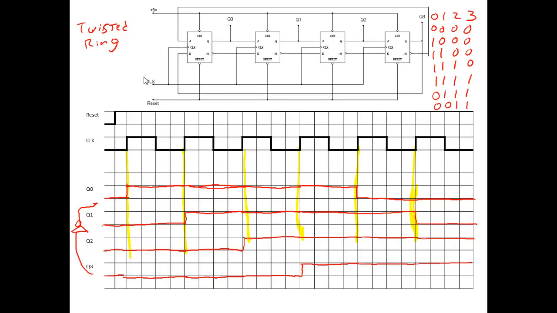This particular setup is also called a Johnson counter, because of the layout of the outputs. When you start it, it's a twisted ring with all zeros to start. That is a Johnson counter. Not all twisted rings are Johnson counters, just the ones that start out that way.